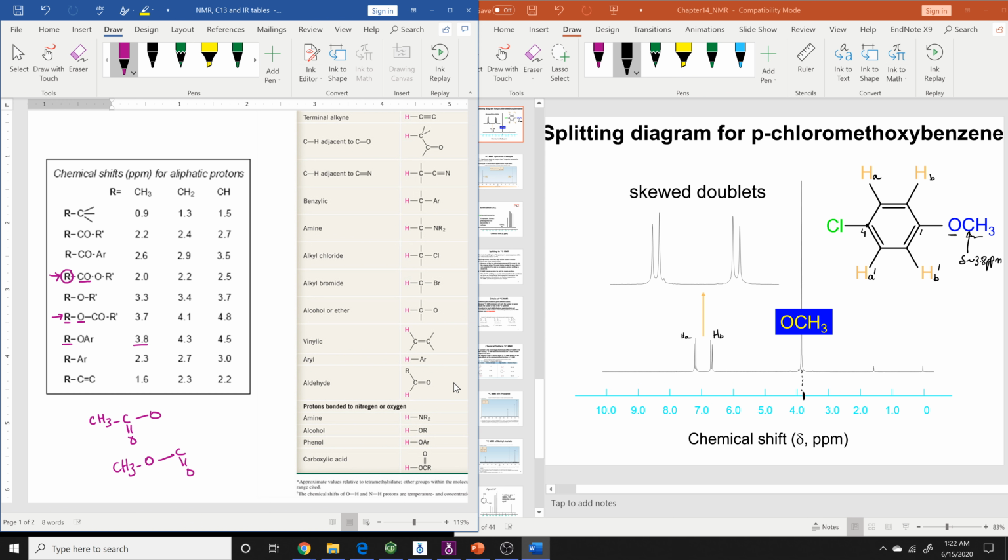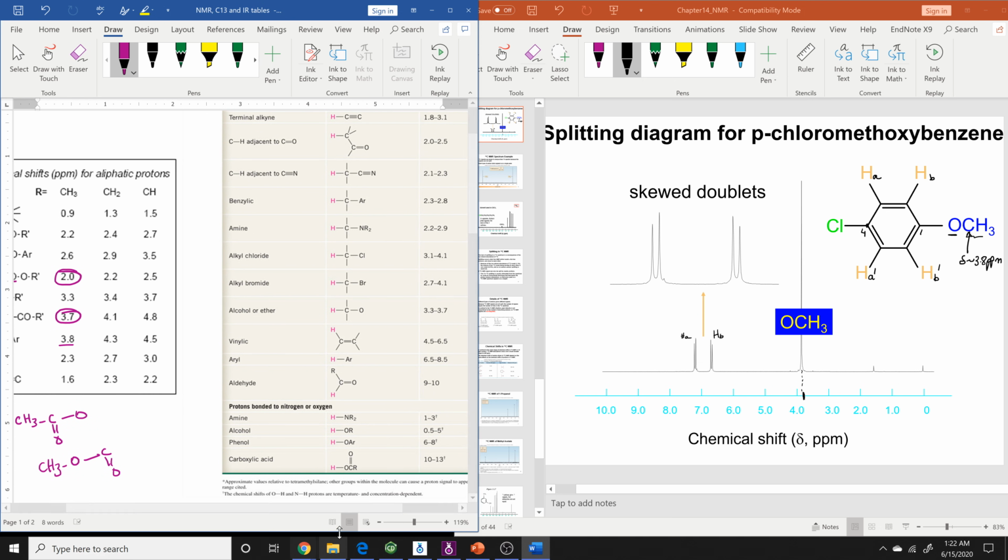There's a big difference between a CH3 connected to a carbonyl and a CH3 connected to the oxygen. Please know that a CH3 connected to the oxygen will be further deshielded, so its signal will be further shifted downfield. And as you can see here, the signal is further shifted downfield to 3.7 compared to 2.0.